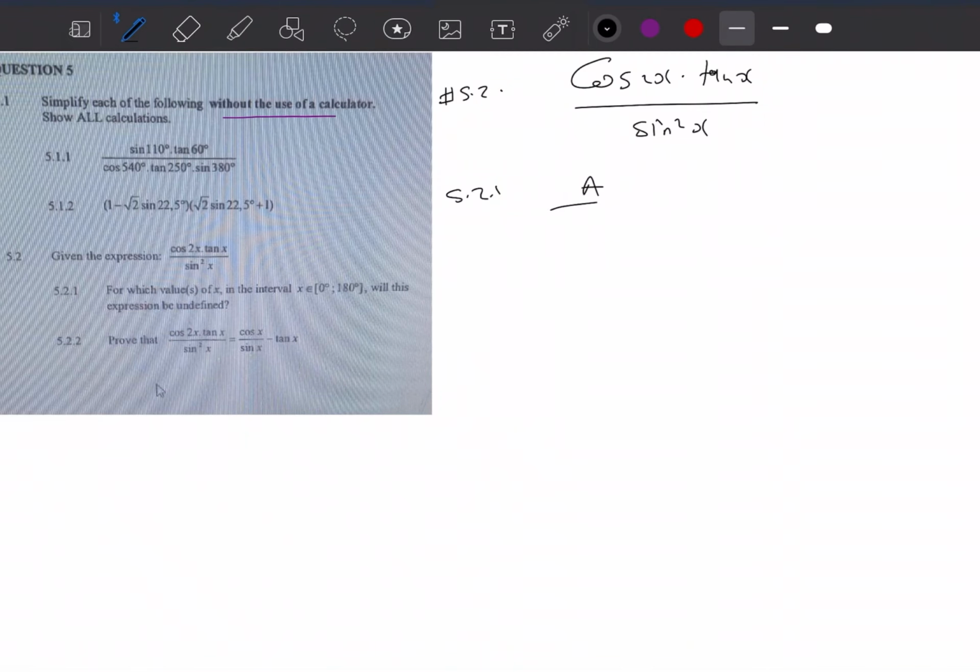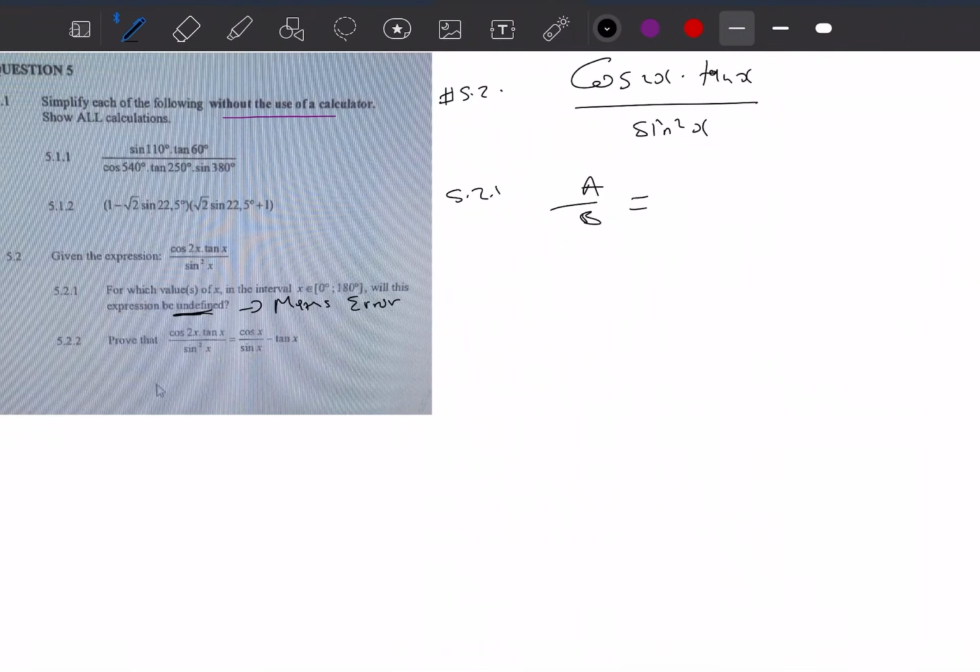A over b. If you have a over b, when will this be undefined? Undefined means you're getting math error. That's what undefined means in your calculator. When will you, in a fraction, get a math error? Let's say you have a fraction. Imagine a fraction, a over b. How will your b look for you to get an error here? So for me to get an error here, my b should be equal to 0.